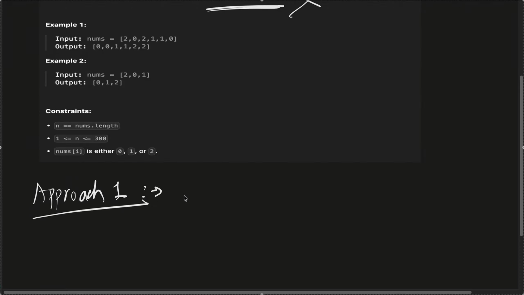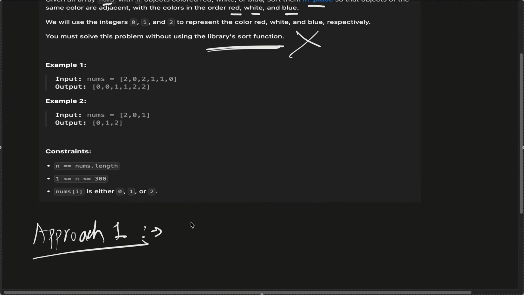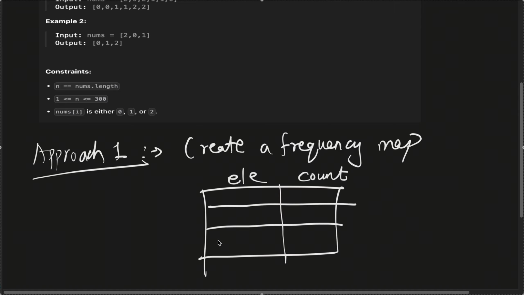As only 3 elements are there, right? So we can create a frequency map. What is present in the frequency map? We will store elements and we will store the count of the element, right? We will traverse the array, and there are only 3 elements, right? So no need of this.